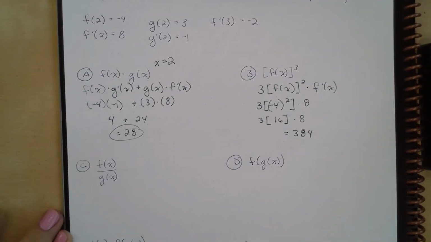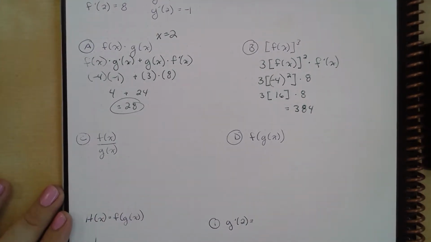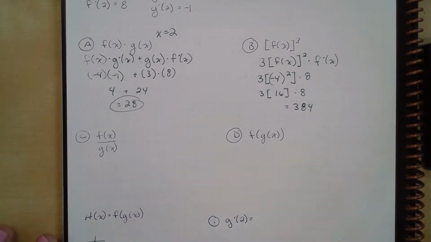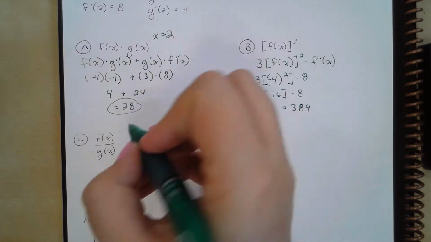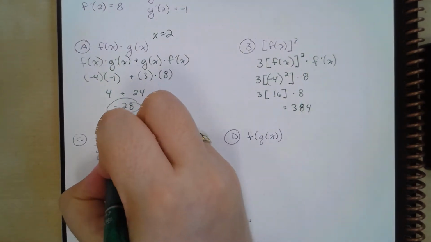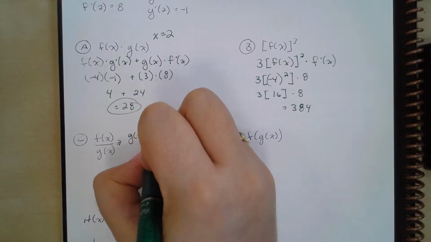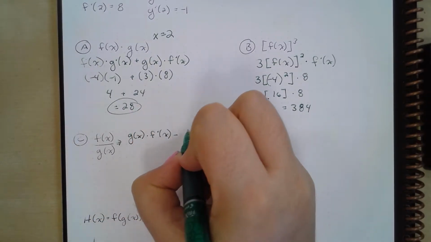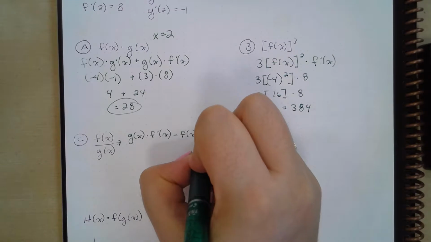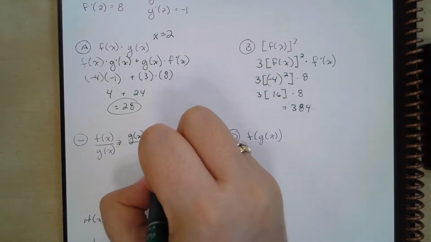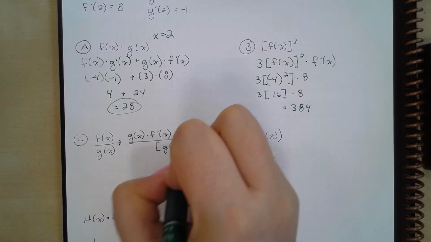Let's look here at part C. We've got f of x over g of x. Well, that's going to be our quotient rule. So our derivative, and I'm going to write it here just because I have enough space there, is going to be the bottom, g of x, times the derivative of the top, f prime of x, minus the top, f of x, times the derivative of the bottom, g prime of x, all over g of x quantity squared.